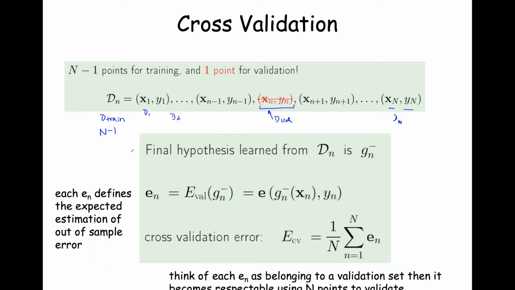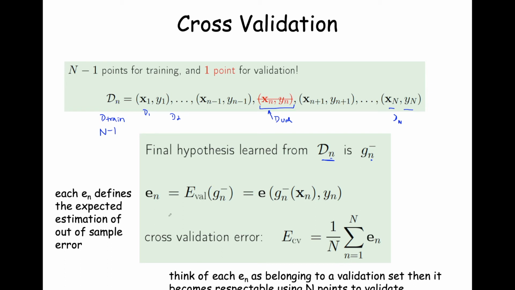So then our final best hypothesis that we learn from the particular Dn, we're going to call that g_n minus. Now g_n minus, this subscript n, corresponds to that Dn. That's the final best hypothesis. That's limited because it doesn't have all N many data points, but it's the final best hypothesis as a result of training on that Dn data set.